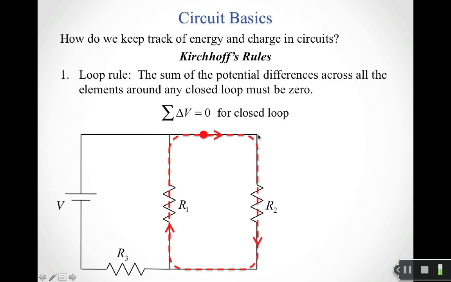We could pick a loop without the battery. So again, we could start up here at this point. And again, we would go across this resistor. We would go across this resistor. And the way this works out is we'd be going across this resistor with the current. That's going to be a potential drop. We're going to go across this resistor against the current. That's actually a potential increase. And so this tells us that the potential drop across this resistor has got to be the same as the potential increase across this one in order for our loop rule to hold.